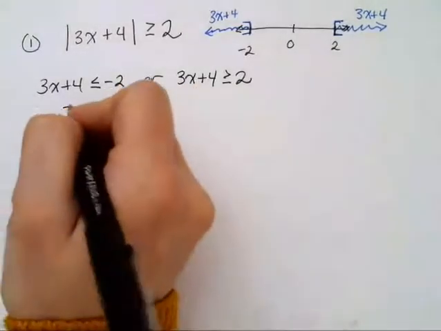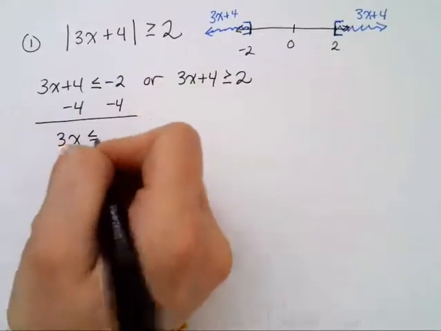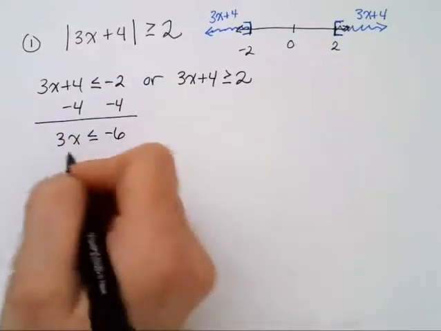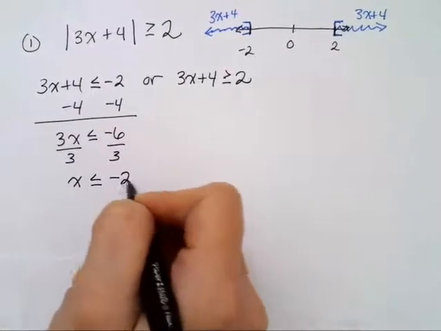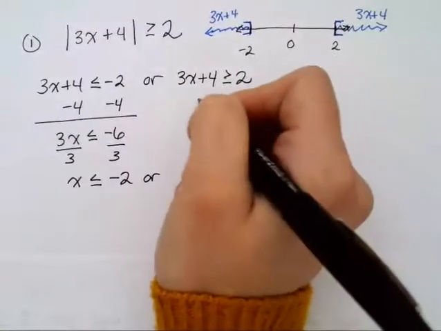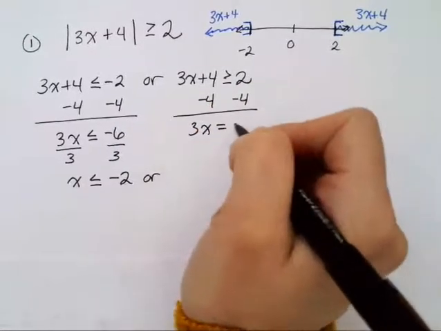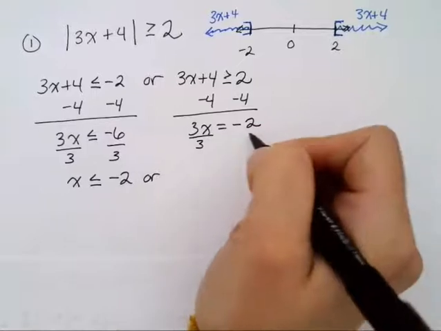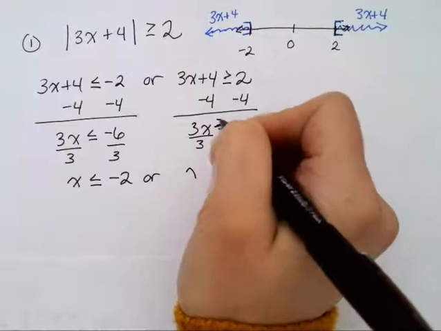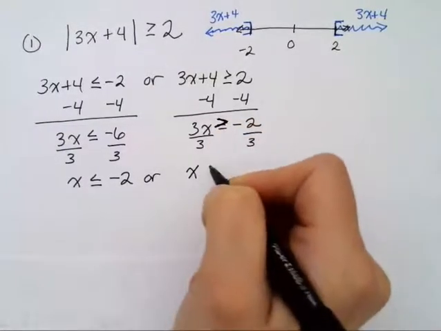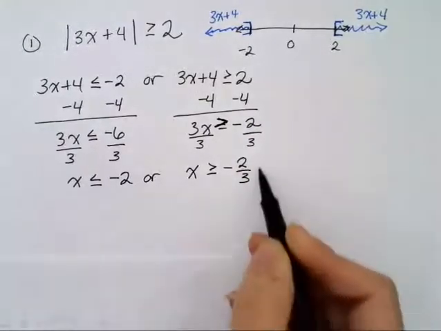It's an OR, so I'll solve them separately. Subtract 4 on this side. 3x is less than or equal to negative 6. Divide by 3. X is less than or equal to negative 2. Or, let's go to the other inequality, also subtract 4. 3x is greater than or equal to negative 2. Divide by 3. I have x is greater than or equal to negative 2/3. So this is my solution set.